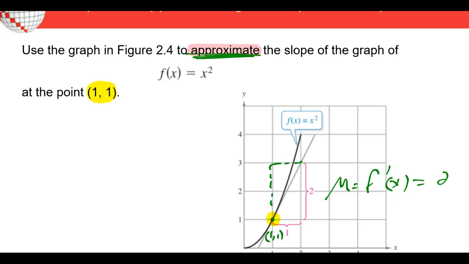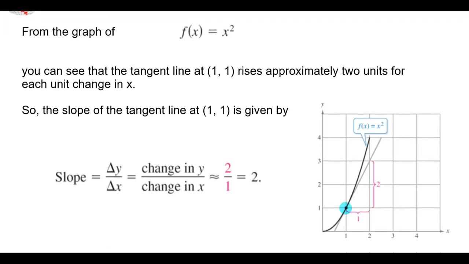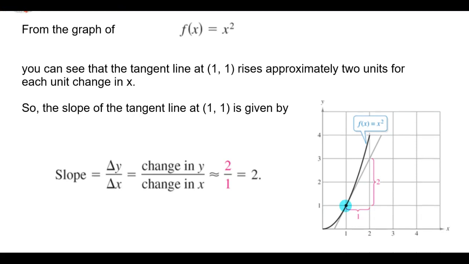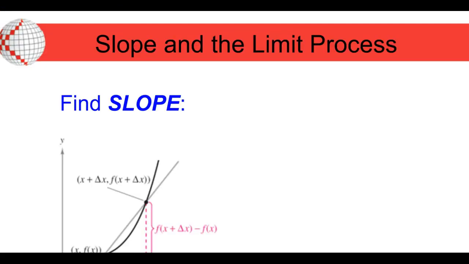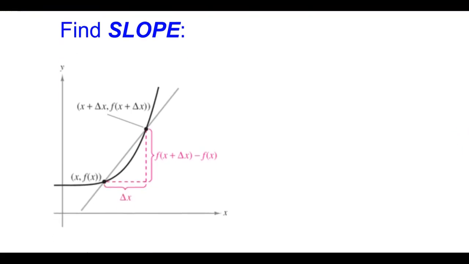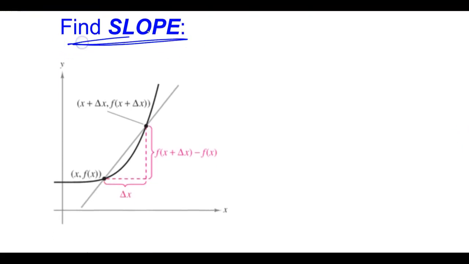Now keep in mind, that's only at this point. If I were to look at this other point, you can see it's much steeper, and I would have a different approximation. Again, you can go to Blackboard and download the handout, and you can kind of follow along with these examples. Let me derive for you the limit process.